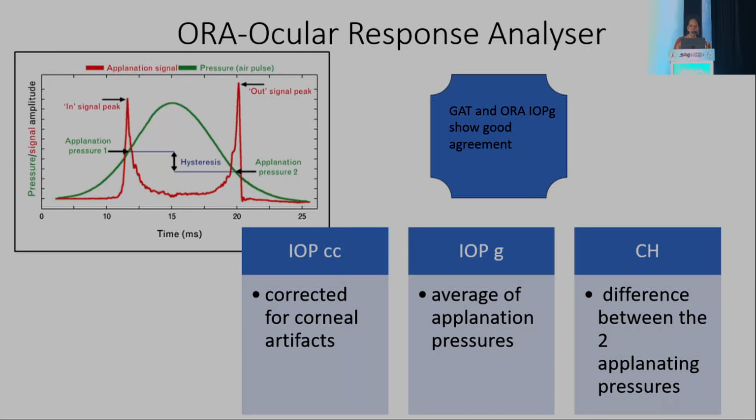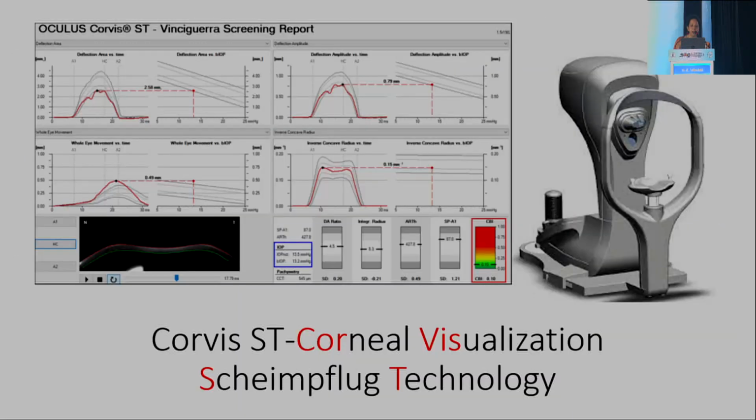So it has been shown that GAT and the ORA IOP-G show good agreement. The other instrument used to measure the corneal hysteresis is the Corvis ST, as Dr. Shushma had told. It stands for Corneal Visualization Scheimpflug Technology. This is also a non-contact technology. The deformation and the geometric changes in the cornea are measured using a high-speed Scheimpflug camera.